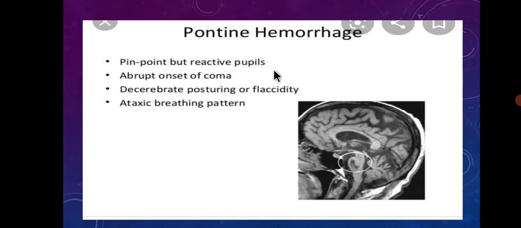Then next is hyperpyrexia, due to severe damage to the pons, so the body is cut off from heat regulating centers in the hypothalamus. Then there is abrupt onset of coma due to involvement of the reticular formation fibers, and bilateral paralysis of the face and limbs due to involvement of the facial nerve and corticospinal fibers, and an ataxic breathing pattern.